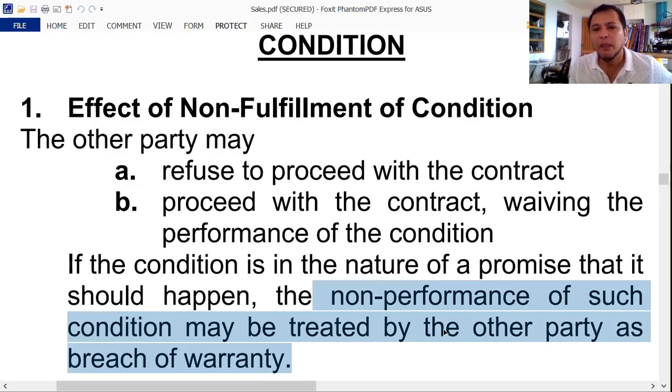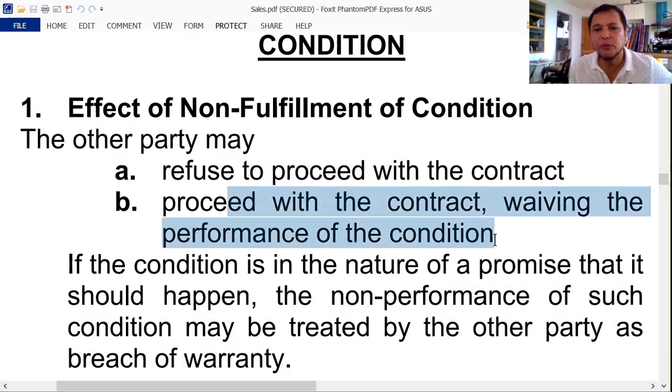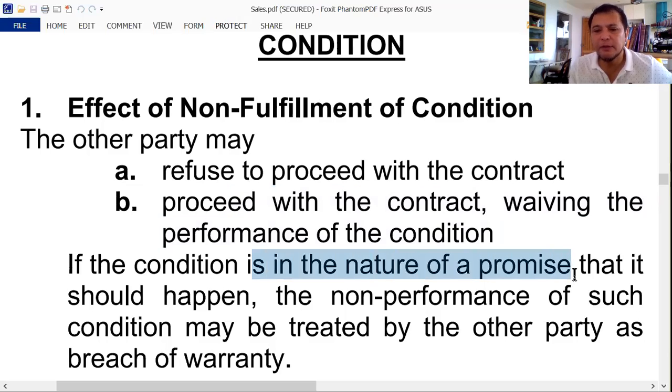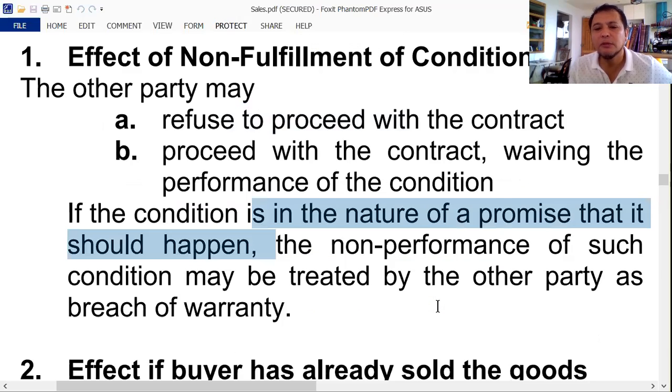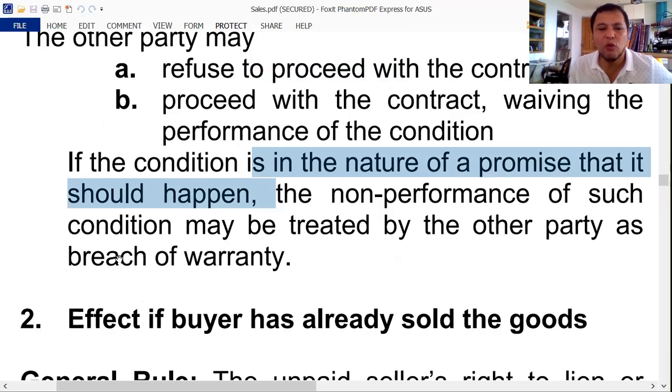So again, the other party may refuse to proceed with the contract or proceed with the contract, thus waiving the performance of the condition. So if the condition is in the nature of a promise, that it should happen, then non-performance may be a breach of warranty.